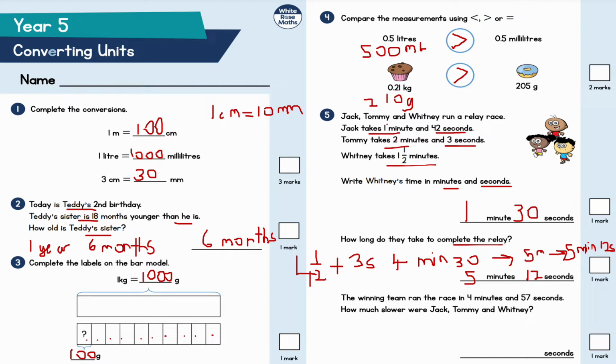Next question. The winning team ran the race in 4 minutes and 57 seconds. How much slower were Jack, Tommy and Whitney? Well, they were actually 12 seconds takes us back to 5 minutes. Knock off an extra 3 seconds takes us to 4 minutes 57 seconds. So they were actually slower by 15 seconds, because 3 seconds makes it 5 minutes here, and then 5 minutes plus the 12, 3 seconds here, so 3 plus 12 is 15.